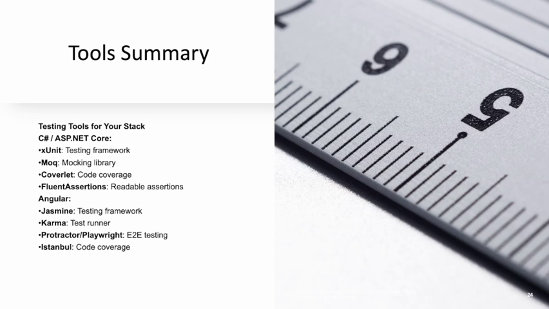Istanbul, also NYC, measures code coverage for JavaScript and TypeScript. It's built into Angular's testing setup. When you run tests, you can generate coverage reports.